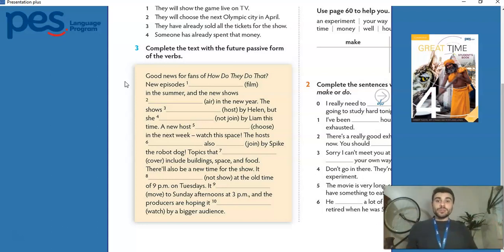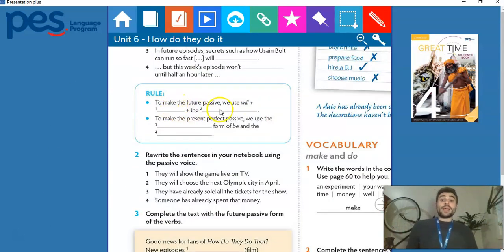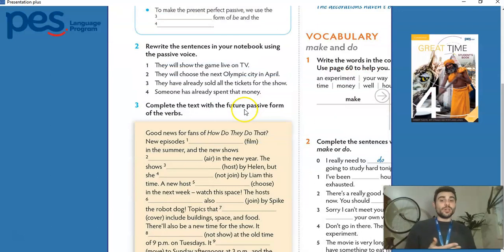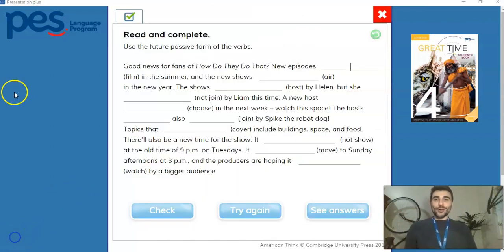How do we build the future passive? Go back to the rule. To make the future passive, we use will, the verb be, and the past participle. And you have all the verbs here in brackets, okay? So please stop the video here and complete the text with the future passive. Then come back here later for us to check. Go on. All right, so let's check now the answers for this text here.